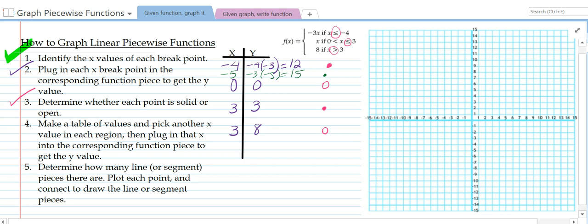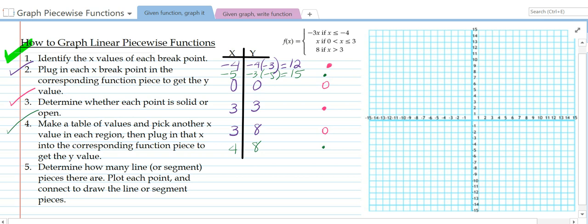In the middle piece of this function, we don't need to pick a point because in order to graph a line, we just need 2 points. And in this region, we already have 2 points. We have x equals 0 and x equals 3. So we already got our 2 points. So now we're going to pick one for the third region. So we need a point greater than 3. So let's say 4. And there's nothing to plug in. We just get 8. And that's going to be solid. And we already knew it's a horizontal line anyway, so we didn't really need another point, but it doesn't hurt. So we're done with step 4.